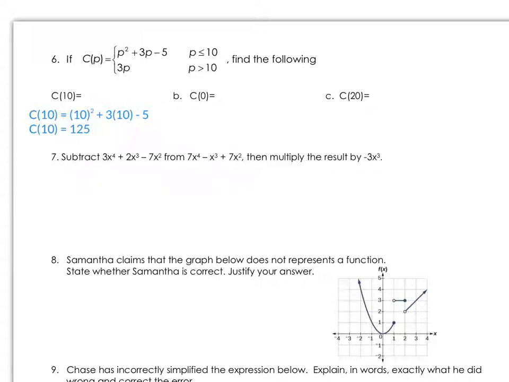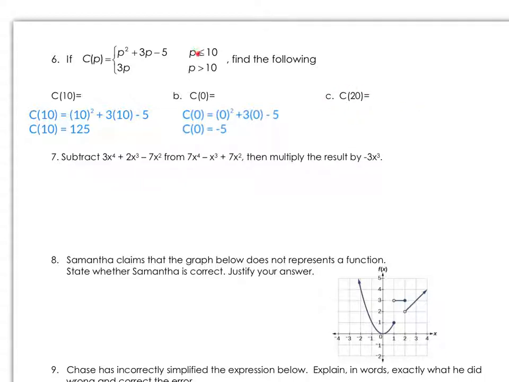Okay, so let's try another one. C of 0, well again, 0 is the p, but which one do I substitute in for? So is 0 less than or equal to 10? Well, yes it is, so I am going to use this first one again. So again, I just used parentheses around it and substituted it in place of p, so 0 squared plus 3 times 0 minus 5. Then we can go to our calculator, and we get our answer, which is C of 0 equals negative 5.